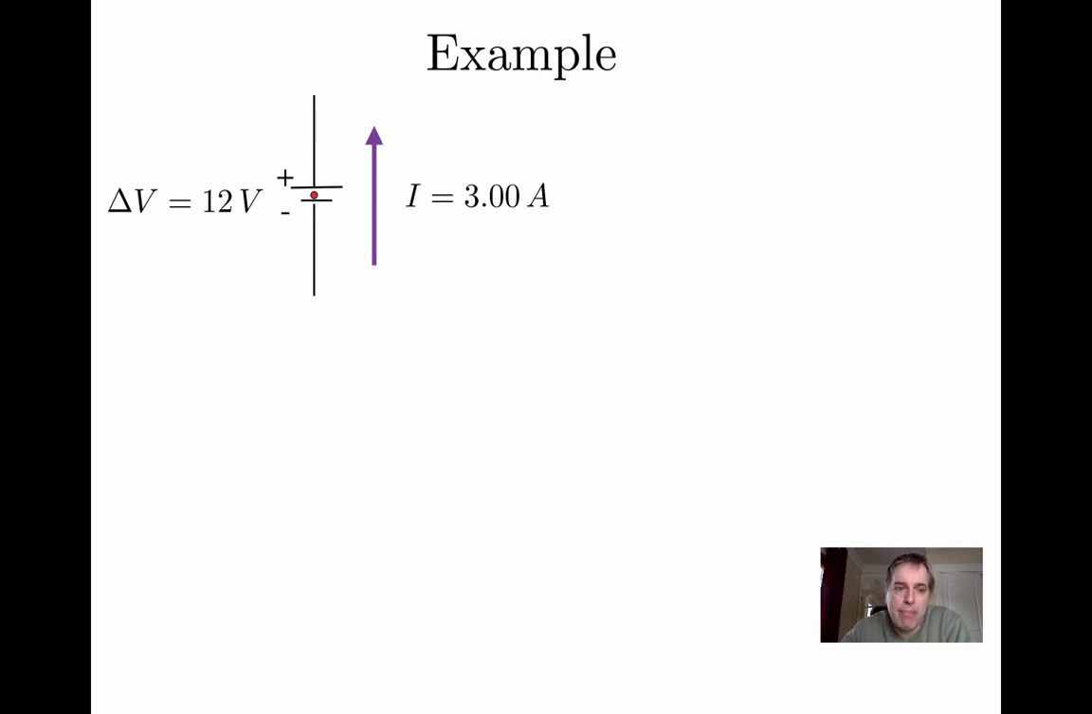Now let's say this battery is connected to some circuit. I don't show the entire circuit, so there are some resistors connected, but you're told that there's a current of 3 amps flowing that way. Okay.